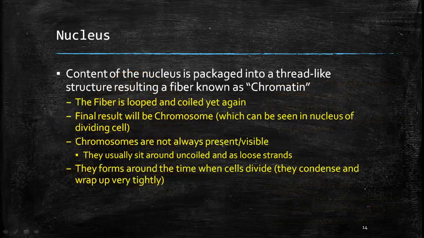Now we will be looking at the content of the cell nucleus. The content of the nucleus is packaged into a thread-like structure, a fiber known as chromatin. Imagine a bowl of steamed noodles. This fiber is looped and coiled yet again, leading finally to the familiar shape of chromosomes. Chromosomes are not always present, only when the nucleus is about to divide. The next slide will give you a better idea about how these are organized within the cell nucleus.